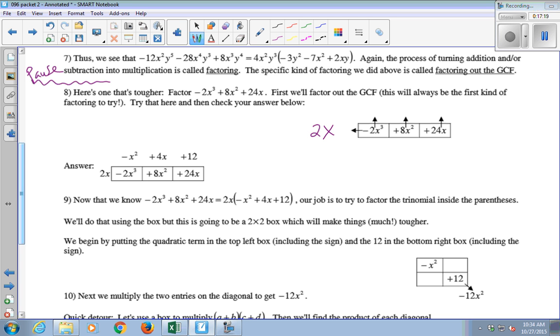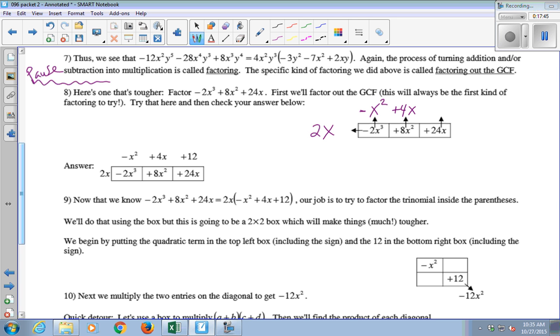Negative x squared. Yeah, I need a negative, right? Because my 2x is positive, my answer is negative, so I need a negative. And then x times what gives you x cubed? X squared. Okay. 2 times what gives you 8? 4, a positive 4, yep. And then x times what gives you x squared? X. Good.